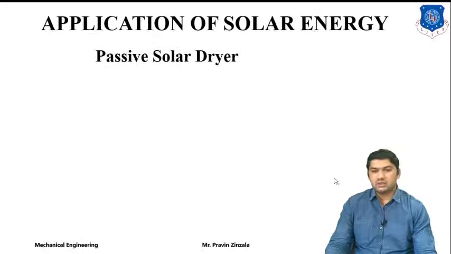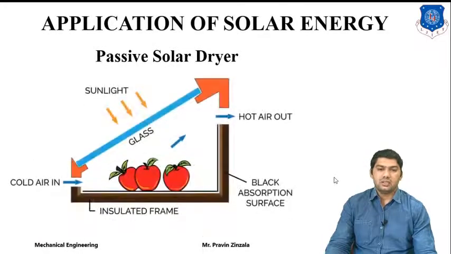Now we will discuss the passive solar dryer, which is the natural circulation solar dryer. If we want to dry our product, we will place our product in the perforated tray. This is our glass, which allows direct contact with the solar radiation.